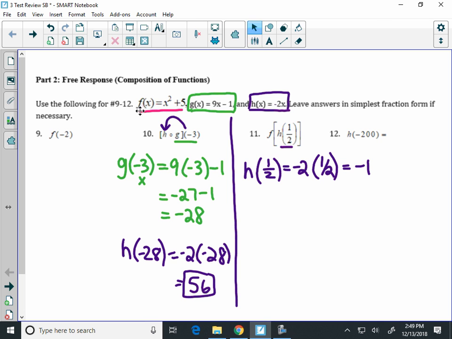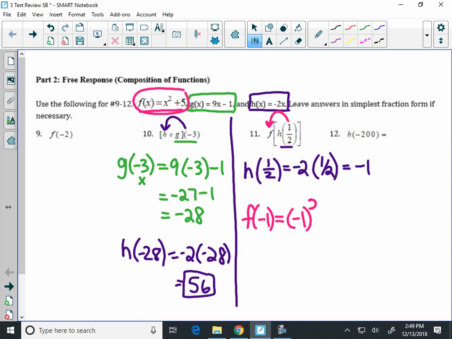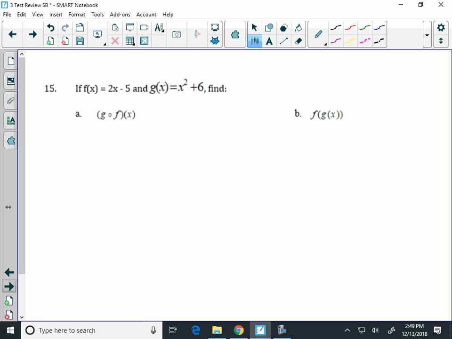And then that -1 goes into the function on the left, f. So we need to find f of -1. Well, that -1, make sure you put it in parentheses when you put it in for x. So -1 squared plus 5, -1 squared is 1, plus 5 equals 6. So that's 10 and 11, a little bit of practice there with function notation and composition.